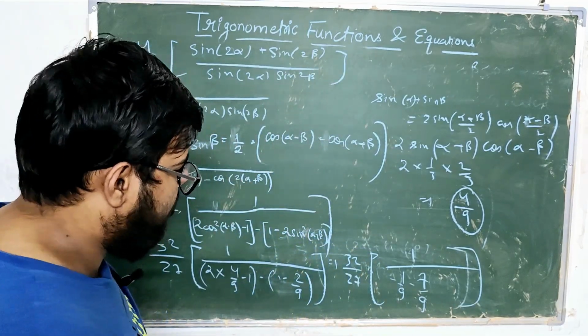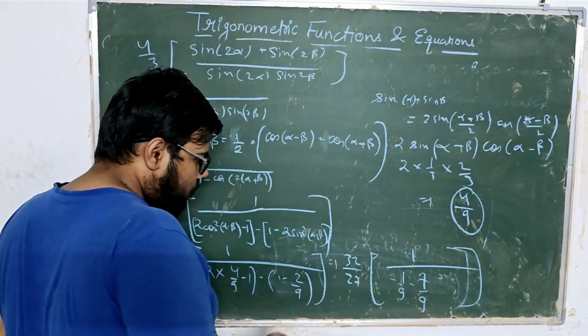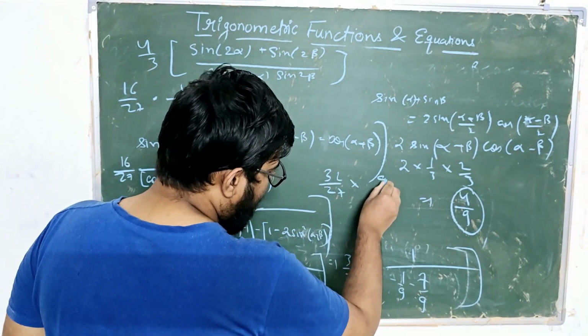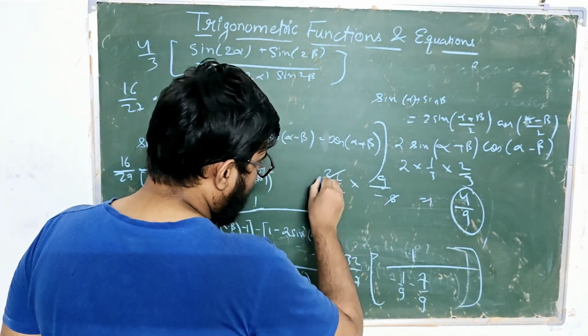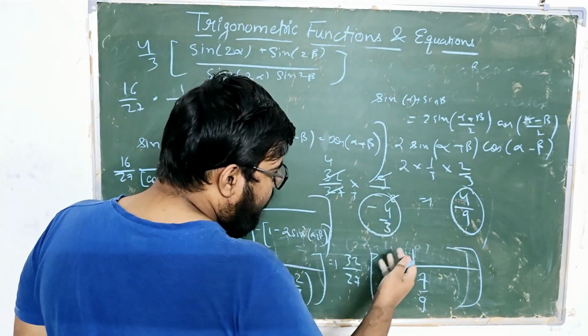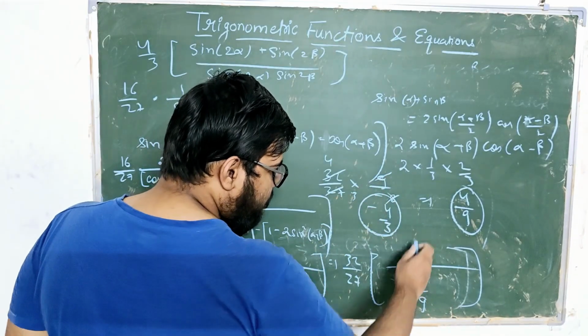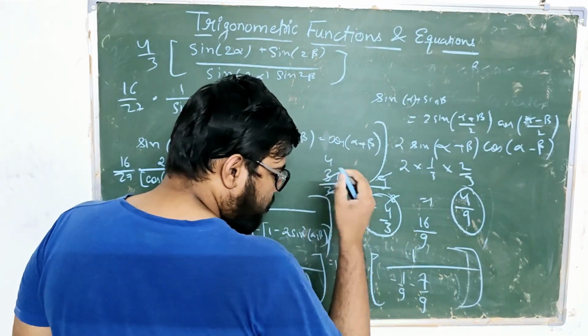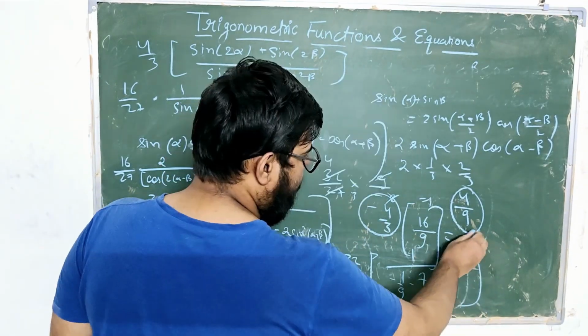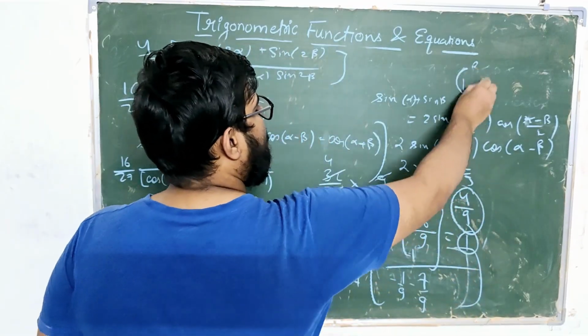Now let's evaluate this. So what we will get? 32 by 27 into 9 by negative 8. So it is negative 4 by 3. And now we have to find the greatest integer over here. So first of all, we will square it, 16 by 9, because we are given to square. Now when you find the greatest integer, you will get 1 as the answer. So 1 is the answer of this question.